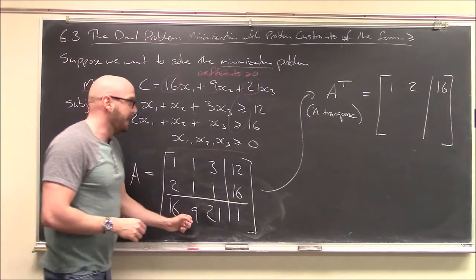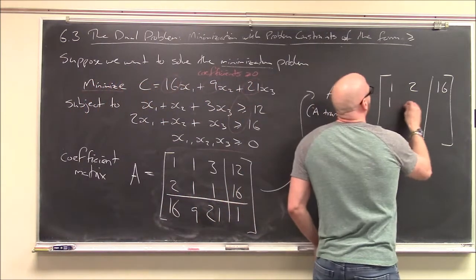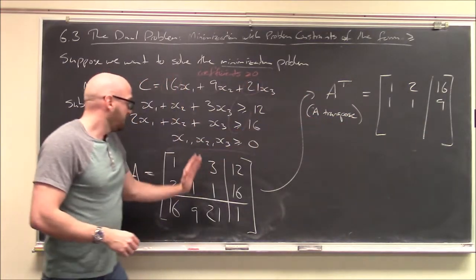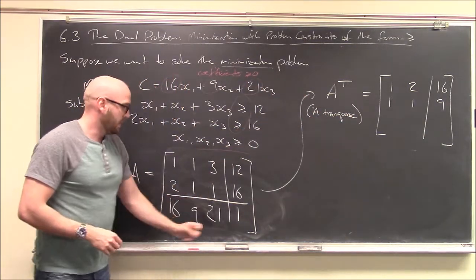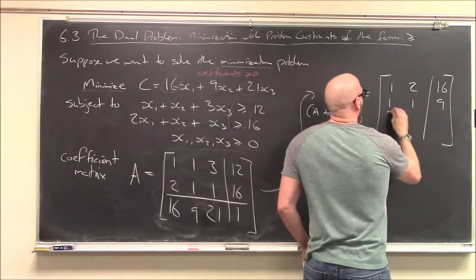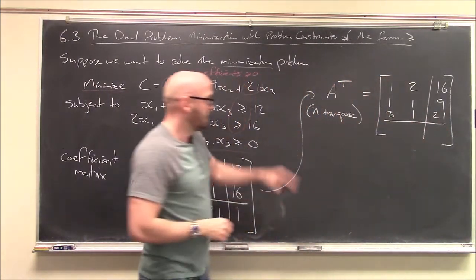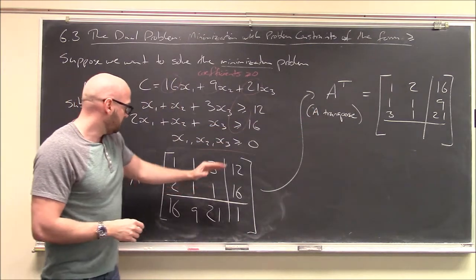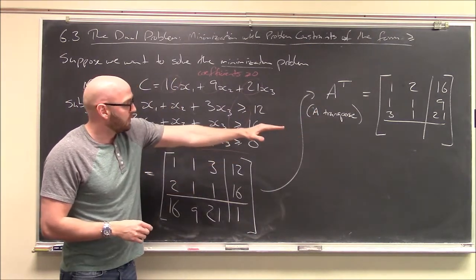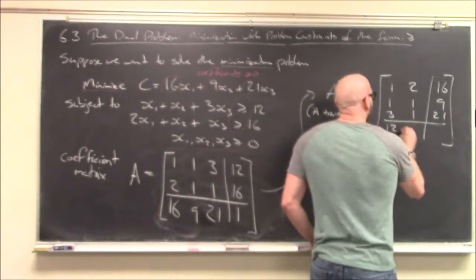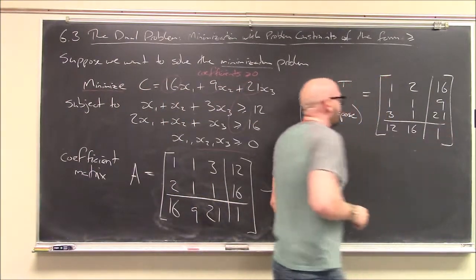So it's going to be 1, 1, 9. Third row of A transpose is third column of A. 3, 1, 21. And I'm on my last row now, so I'll put a solid line there. And the fourth row of A transpose will be the fourth column of A. 12, 16, and 1.